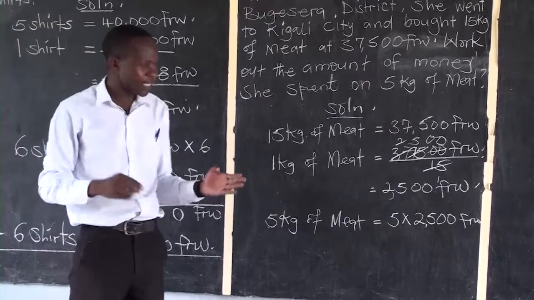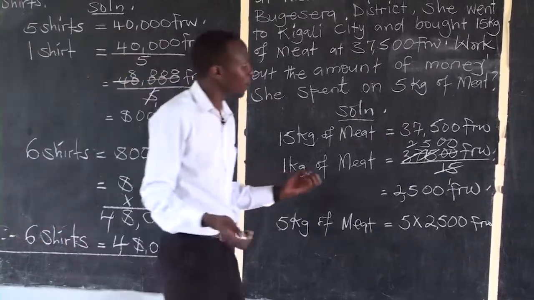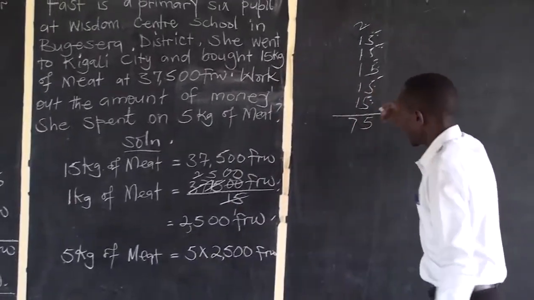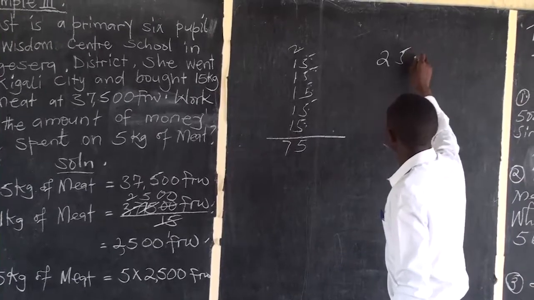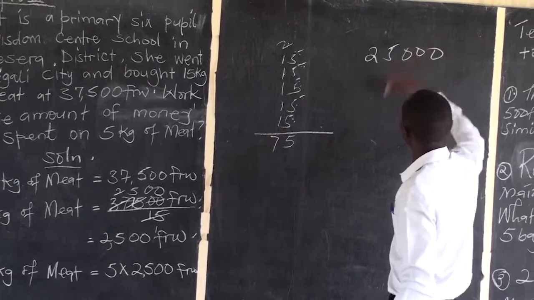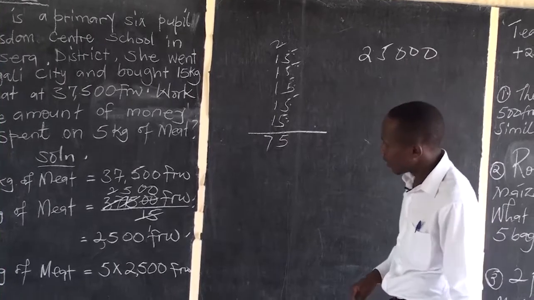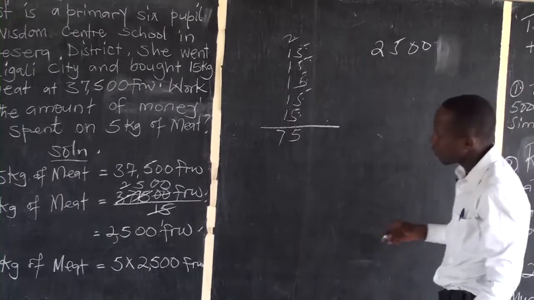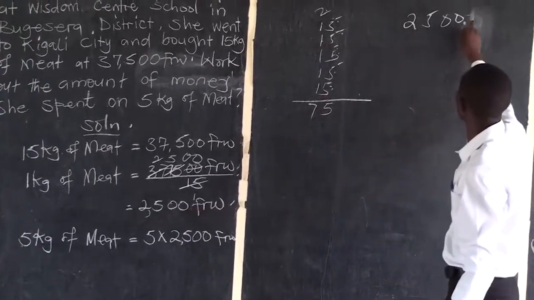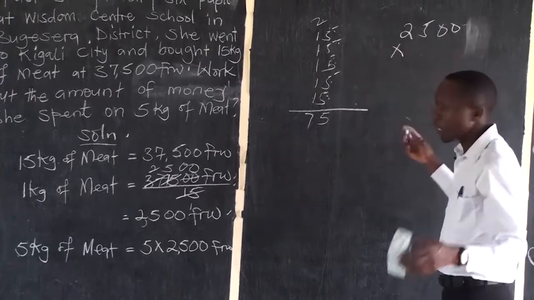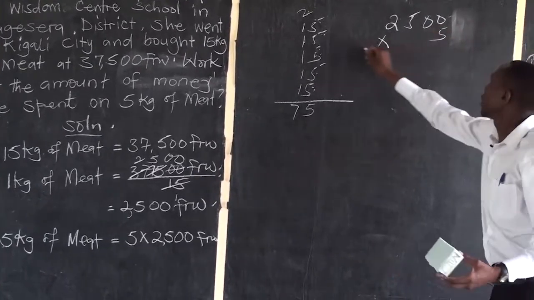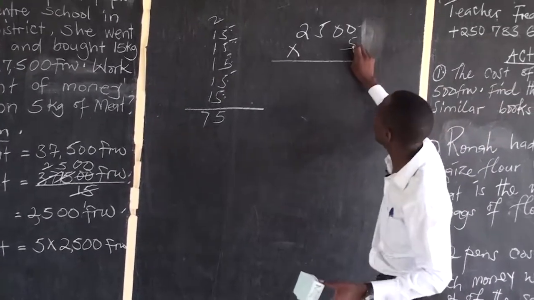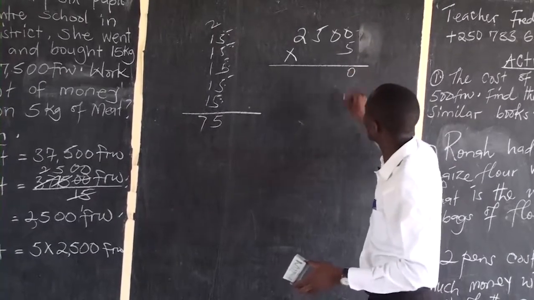I want us to multiply this. Let us use side work for those who are following us. We shall come aside and our side work will be 2,500, I mean 2,500, should not be 25, should be 2,500 times, how many kilograms did she buy? 5. They are asking for the amount that she spent on 5 kilograms only. So I will say 5 times 0, 0.